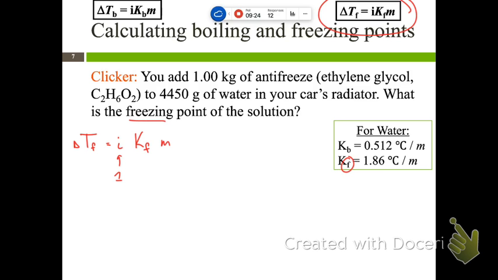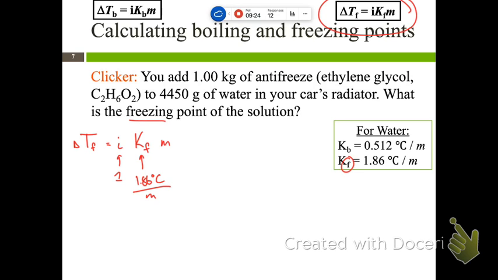Kf, what is it for this particular solution? It is positive 1.86 degrees Celsius. Are those the right units? Celsius over just molality.